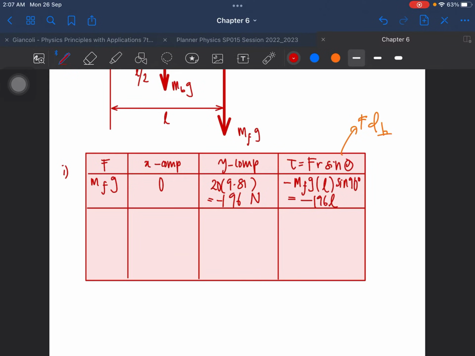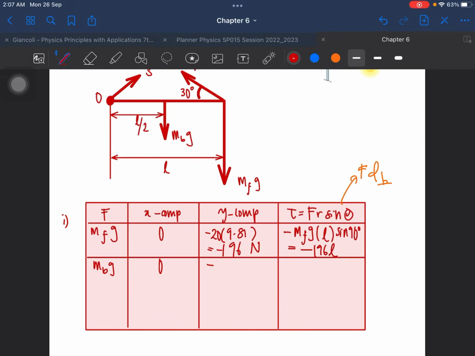It's okay. Then we have the beam. So for the beam, the X component is 0 as well. And then we have the Y component, which is negative.